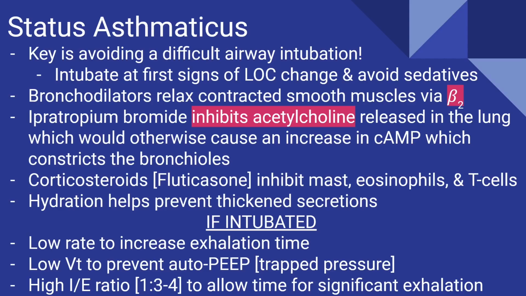And then going back to that idea of a longer exhalation time, we'll try to set a high IE ratio, a high inspiratory to expiratory ratio. Usually the ratio is 1 to 3 or 1 to 4. So for however long that inspiratory length is, we want the expiratory length to be 3 or 4 times that, to allow for significant exhalation time. We want to get rid of as much CO2 as possible.